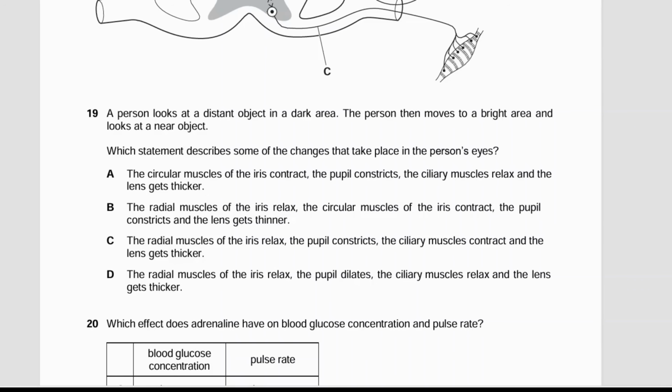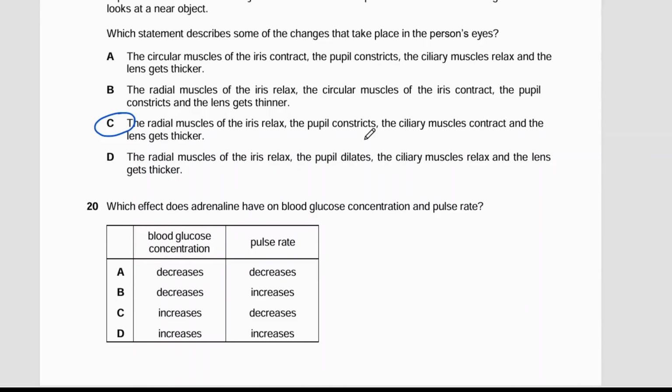Circular muscles, because the radial muscles relax. Ciliary muscles and suspensory ligaments. They relax. That's why the pupil gets smaller. And the ciliary muscles contract. Next, which effect does adrenaline have on blood glucose concentration and pulse rate?